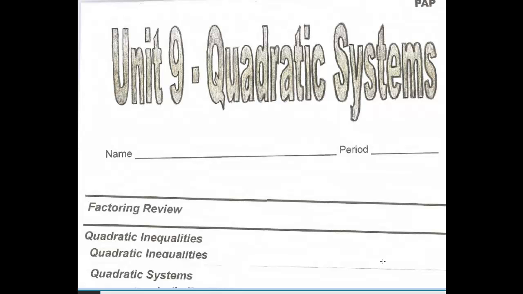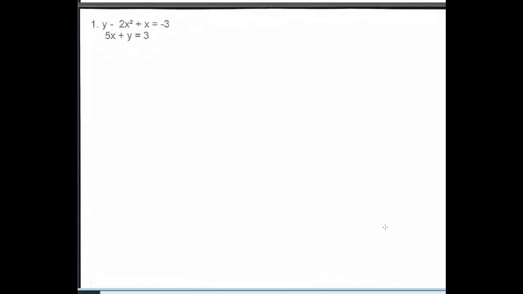We continue our unit on quadratic systems. The problems we are working with at this time are similar to the problems we just completed on the previous page. Look at the difference between these two equations. What's different about them than from the previous page?